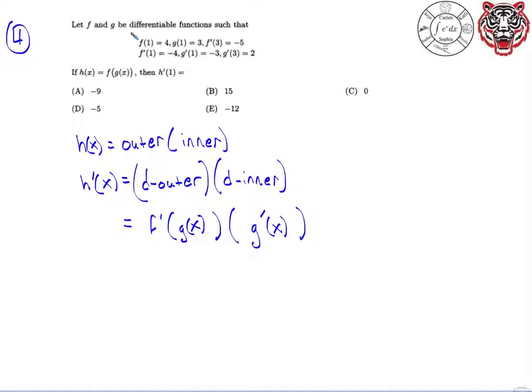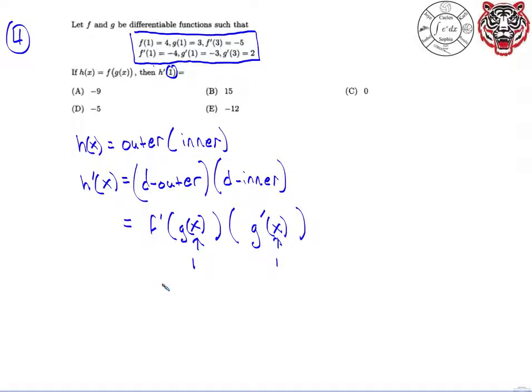Now we need to use these values up here to substitute into what we have. And remember, what is the x value that we're subbing into both of these? What'd you say, Rosalie? 1. How'd you get 1? You got 1 from here, right? Yeah. All right, so when I plug in 1, I need to find g of 1.